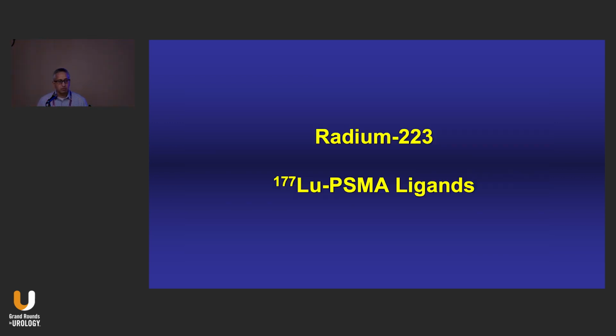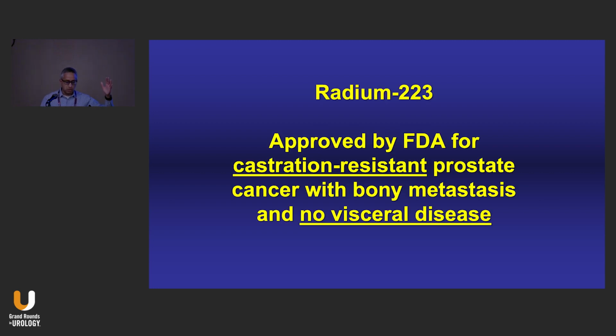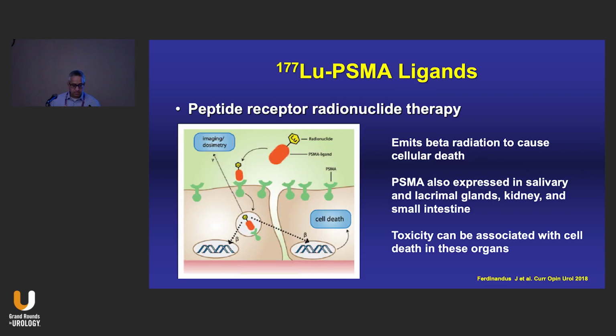In the realm of theranostics, we really have 2 agents. FDA approved almost 10 years ago is radium-223, and now the new kid on the block is lutetium-177 PSMA. As many of you know, radium-223 is currently FDA approved for castrate-resistant metastatic prostate cancer to the bone only, without evidence of visceral metastasis. But let's talk about lutetium PSMA.